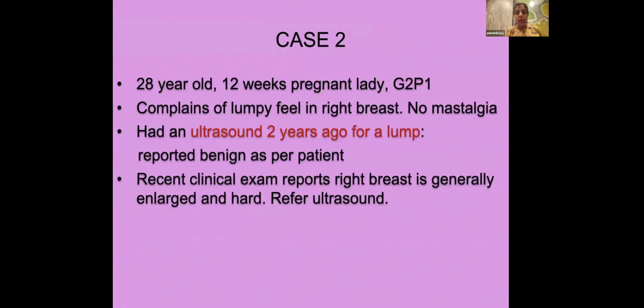Okay, case 2. This is a 20-year-old. She's 12 weeks pregnant. She's gravida 2, para 1. You have to remember that. She complains of a lumpy feel in the right breast. She doesn't have any pain.